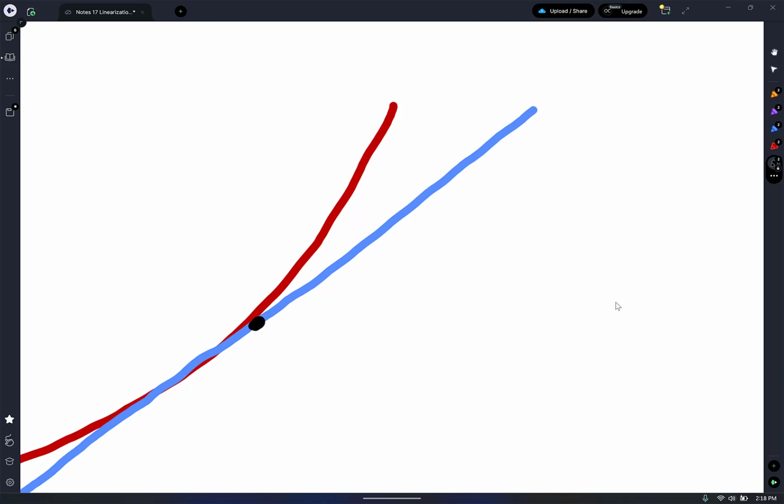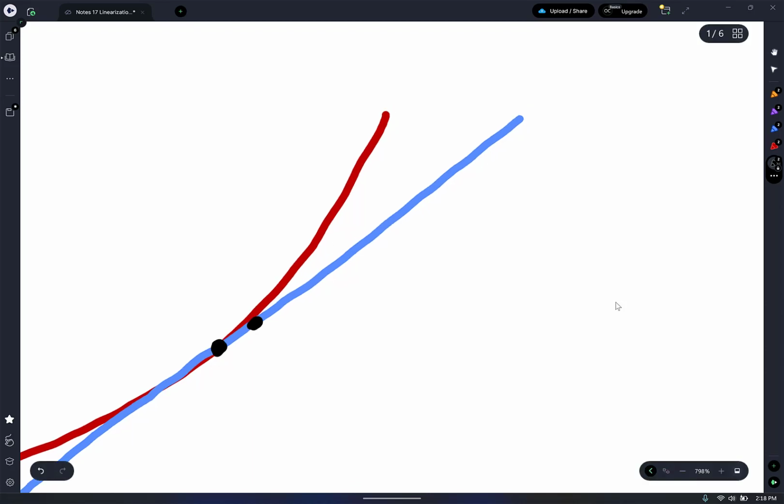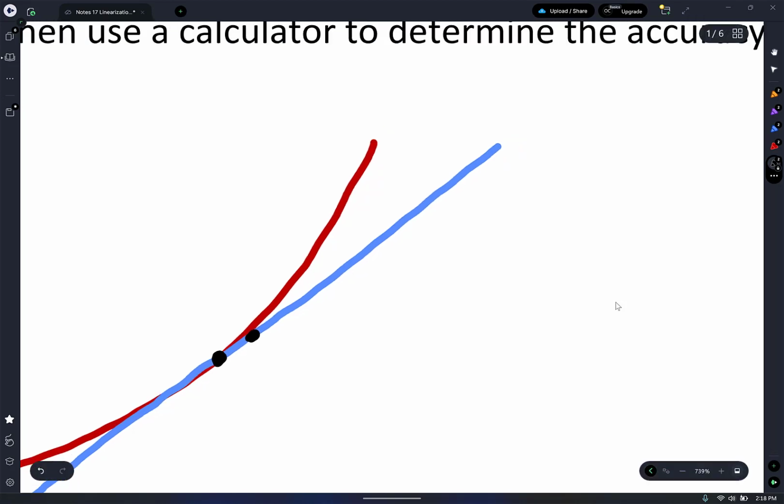Does that make sense? Now, the farther away you are from the point of tangency, the worse your approximation is going to be. If I get my approximation for the y value right here of the curve, look at the gap. Look how big that error is. Does that make sense, guys?